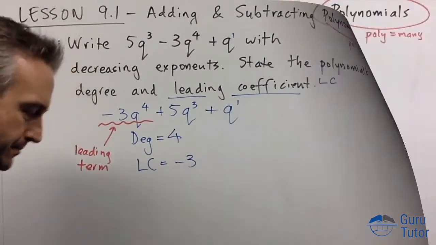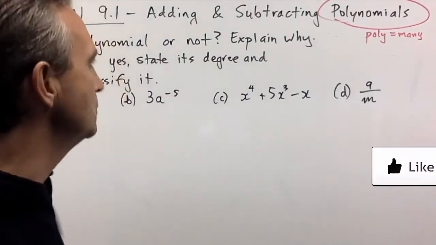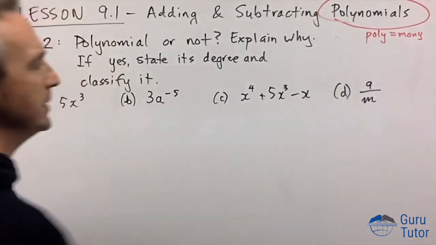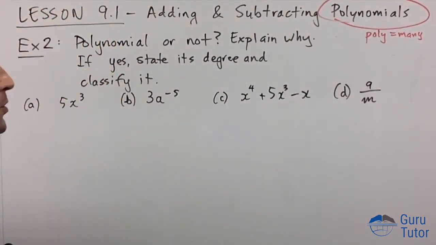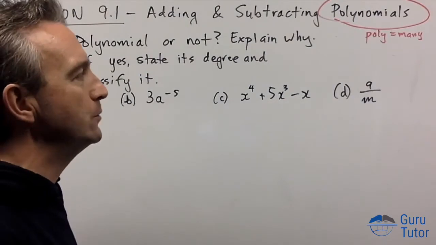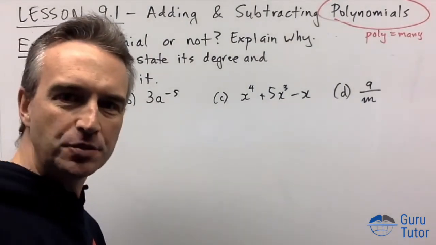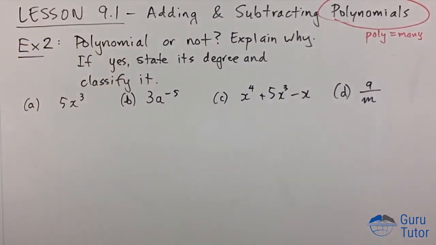Too easy. Next is example 2. What we're going to do now is look at these functions. We're going to ask, are these polynomials or not? And explain why they are or not. By the way, go ahead, pause me anytime and work ahead, all right? It's best if you can try and get to the answer before I do. If yes, what is its degree and classify it?